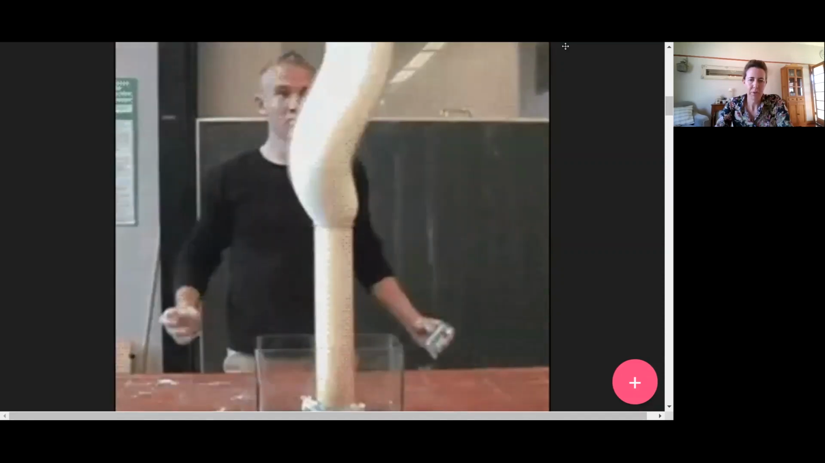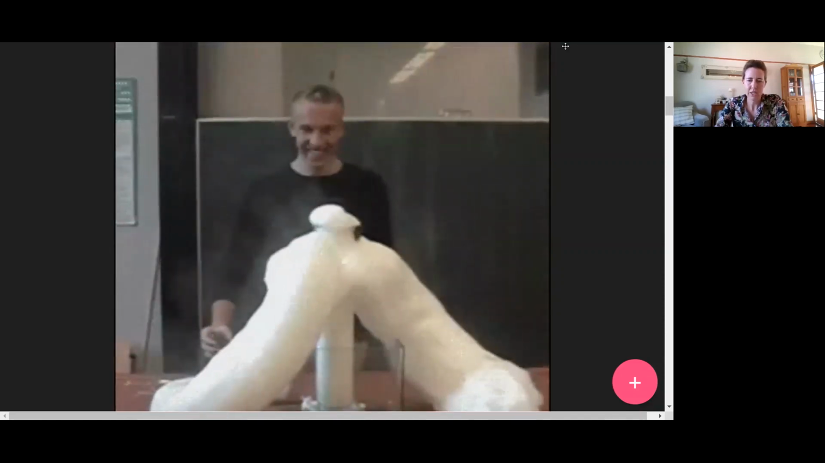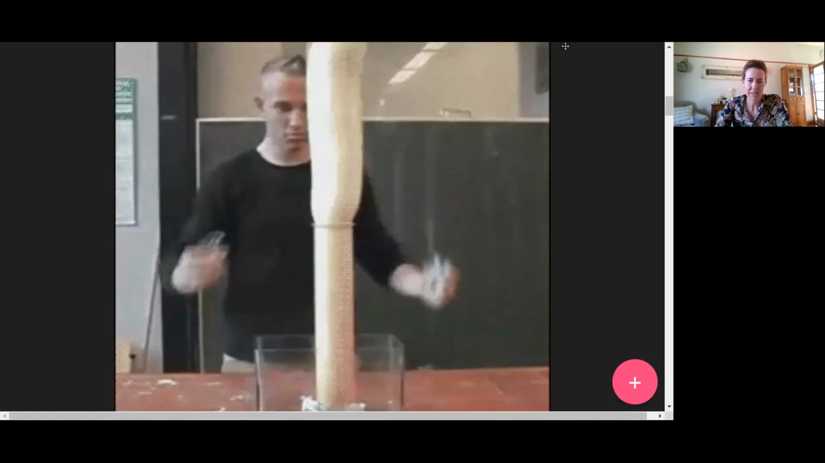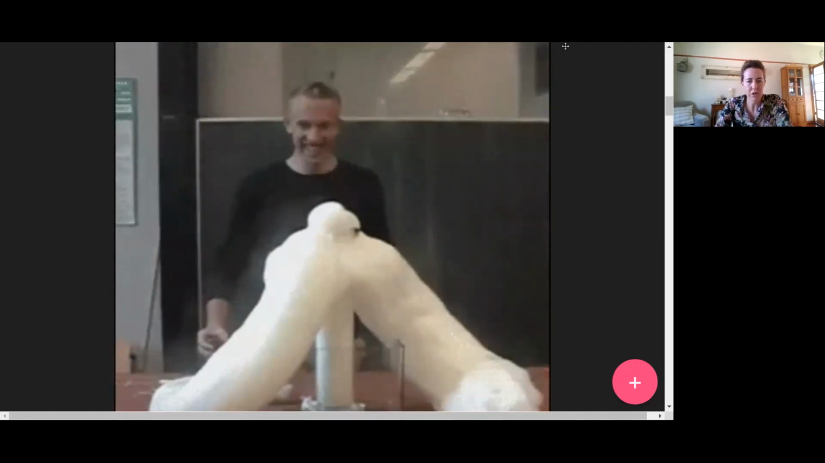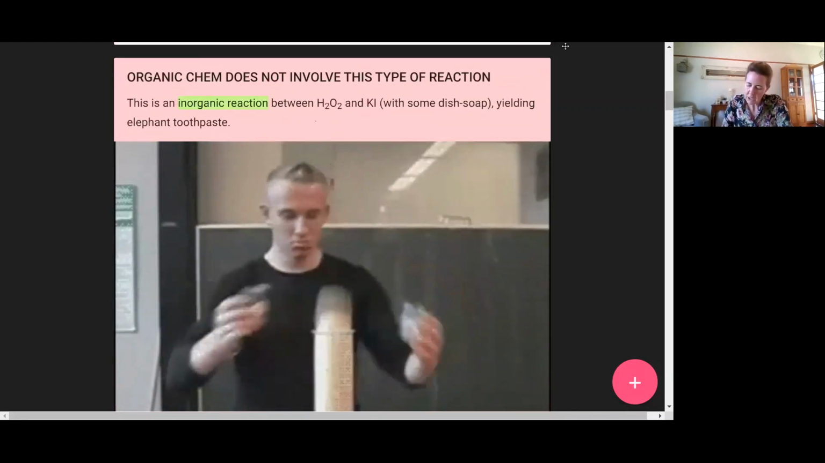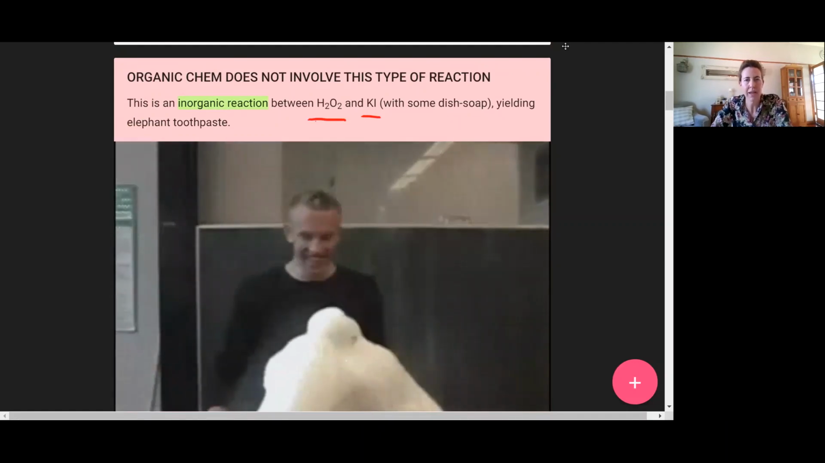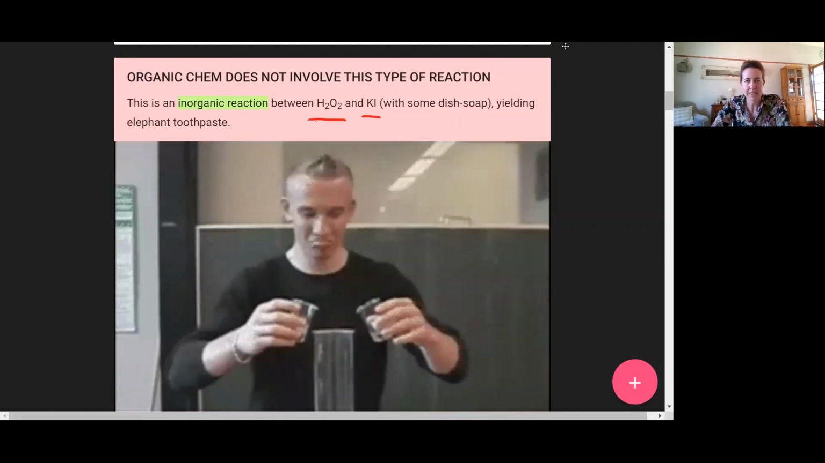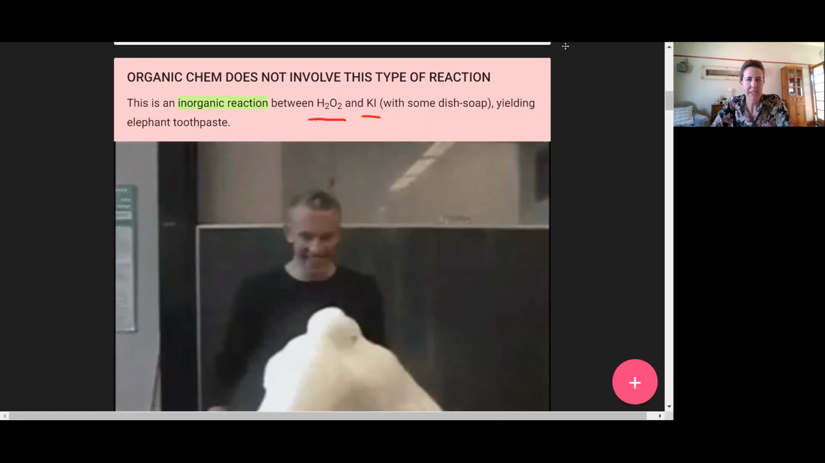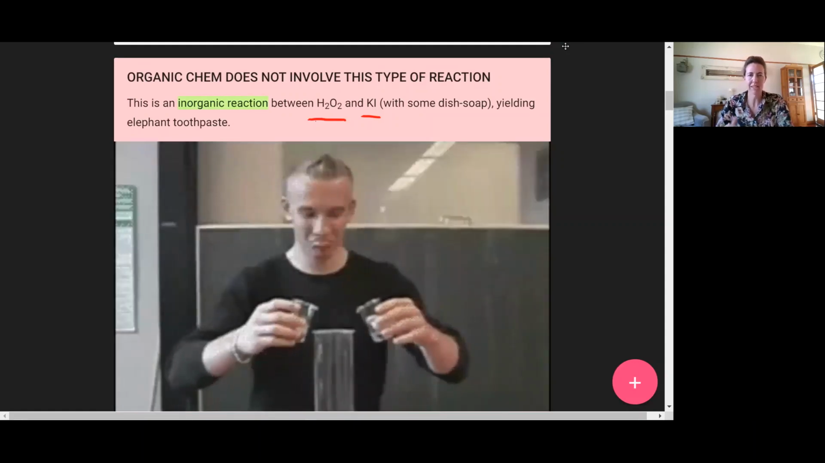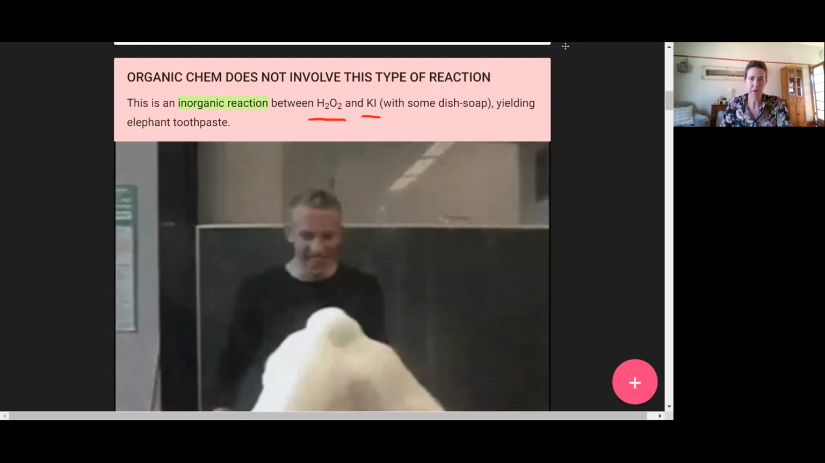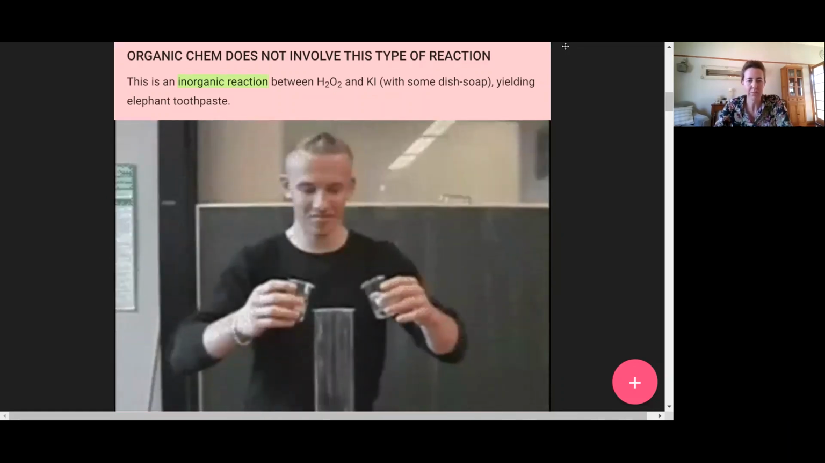Here we have an example of a chemical reaction that is typically not an organic reaction. This is the formation of elephant toothpaste. It is made basically by putting hydrogen peroxide and potassium iodide together. Potassium iodide is just a catalyst that will oxidize the peroxide in this case, but there's no carbon in these two reactants, and so no carbon product can form. This is not an example of a typical organic reaction.